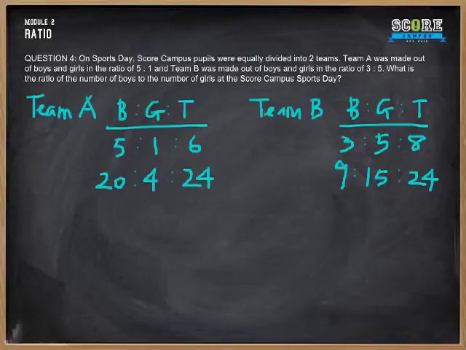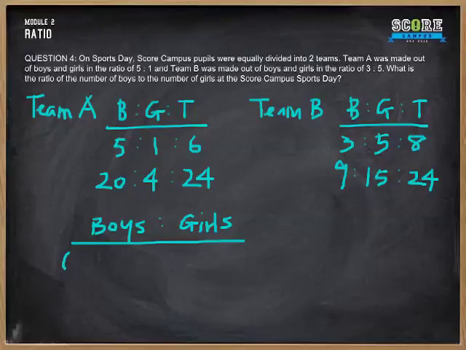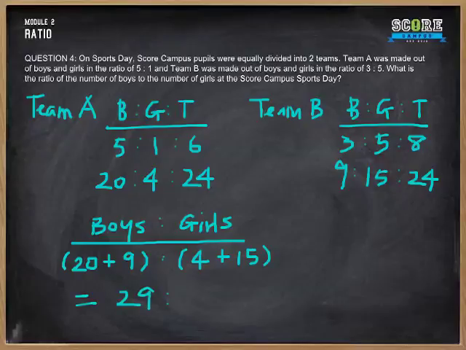Okay, now to find the ratio of the total number of boys to the total number of girls. Remember, both your totals for Team A and Team B must be the same. 24 must match 24. That's the key here. Now you go boys is to girls. You take all the figures of the boys: 20 on Team A, 9 on Team B. So it's 20 plus 9 is to 4 on Team A and 15 on Team B. 4 plus 15, that will give you 29 is to 19. That is the ratio at the SCORE Campus Sports Day, and that is your final answer.